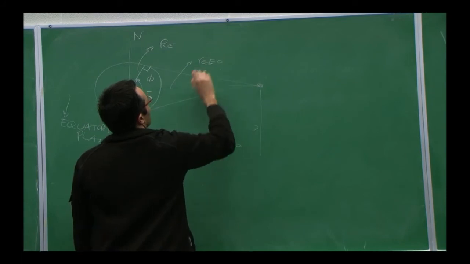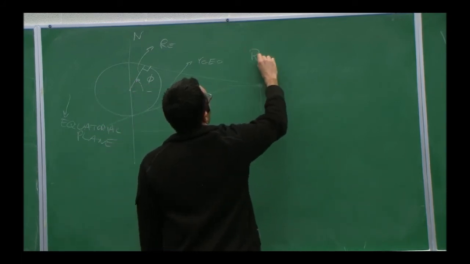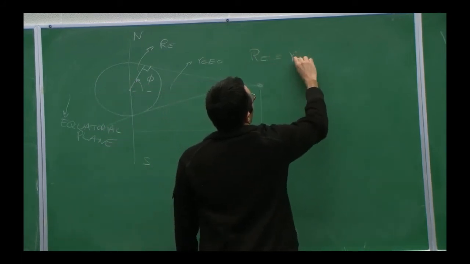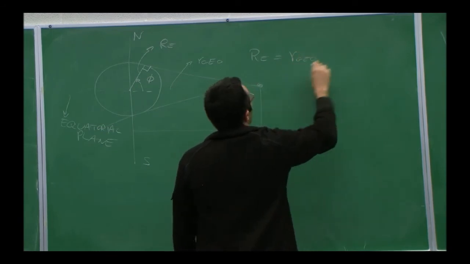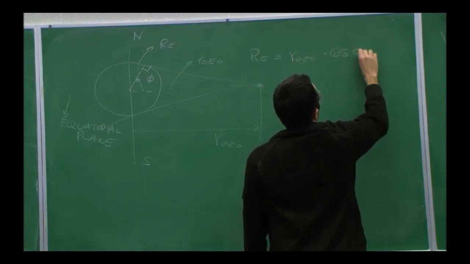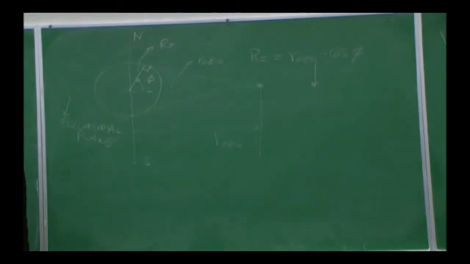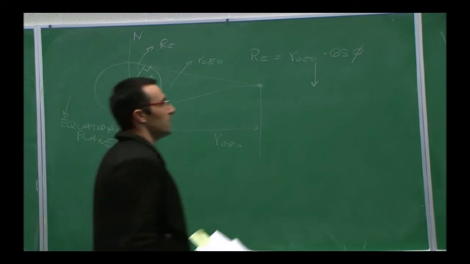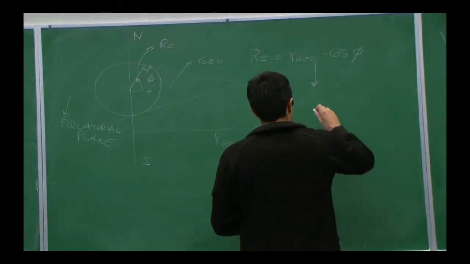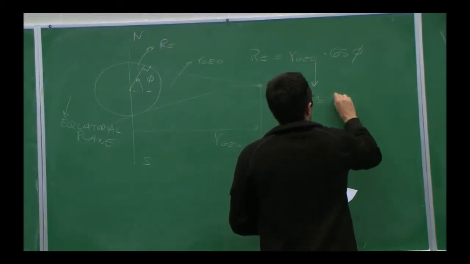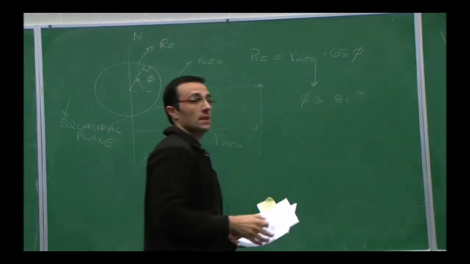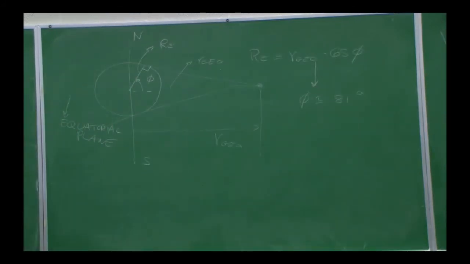A very simple relationship tells me that the radius of the Earth is equal to the radius of the geostationary orbit times the cosine of that angle phi, right? It's a simple triangle, right? And if you solve for phi, and I'll give it to you, it's about 81 degrees. It's pretty high. If it had been 90, you would see everything, right? At least half of the planet. Well, you see almost half of the planet.